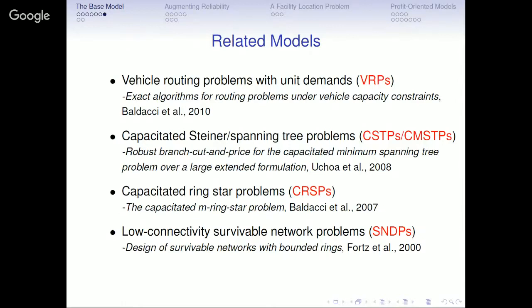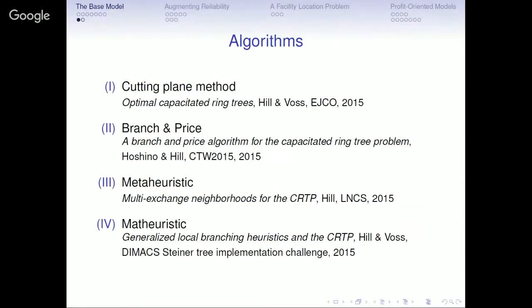Okay, so we generalize a couple of these, the vehicle routing problems and the Steiner and the spanning tree problems, the capacitated ones. And there's a couple of work regarding algorithms done on this. Since we introduced this model, it's mostly us who worked on this, but we're looking forward to other people to start maybe using this model. So we came up with a cutting plane method, which was the first approach that we did for getting optimal solutions to this problem. And then what we also did is designed a branch and price algorithm, which is based on a different formulation. And for all these, we need simple heuristics, local search heuristics, which are meta heuristics.